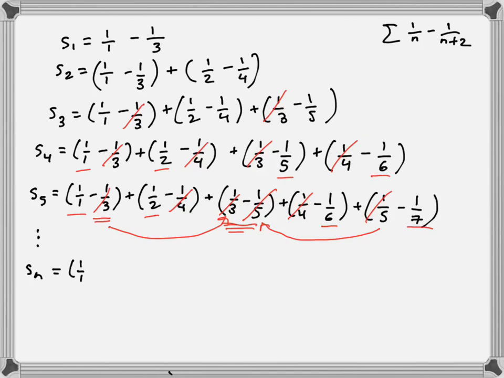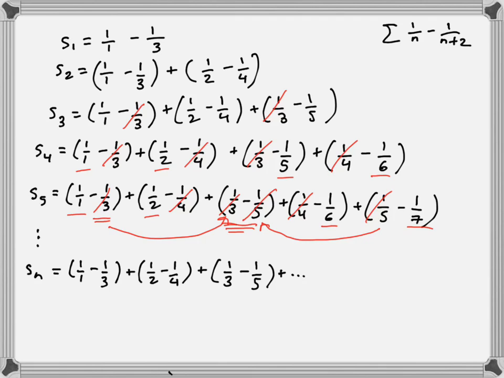We have 1 over 1 minus 1/3 plus 1/2 minus 1/4 plus, let me actually write down one more, 1/3 minus 1/5 plus, and what are the last three terms going to be?